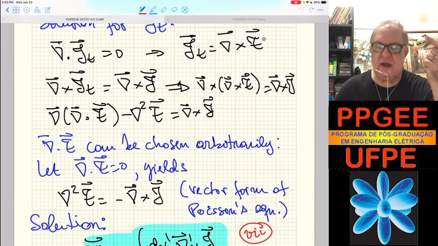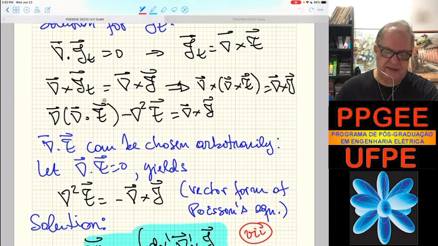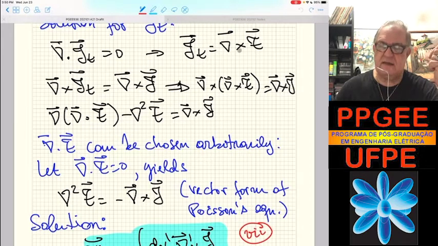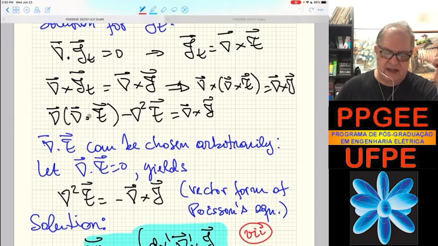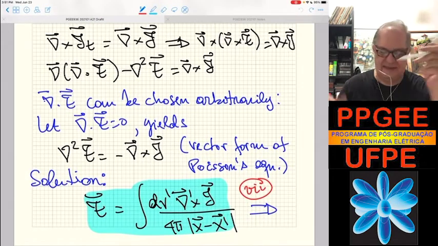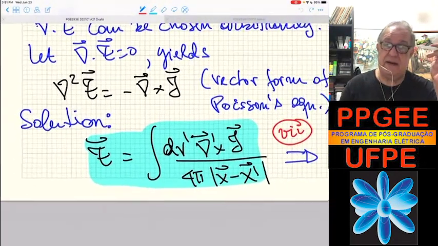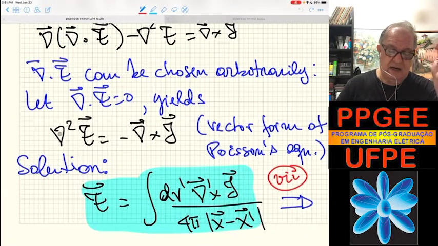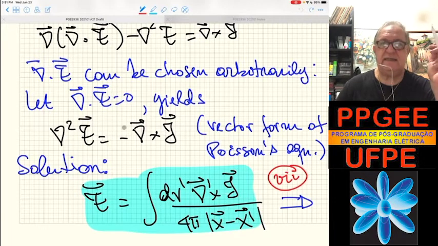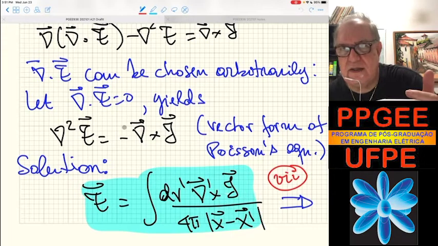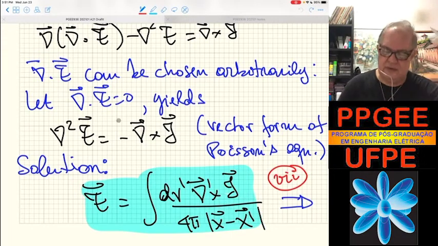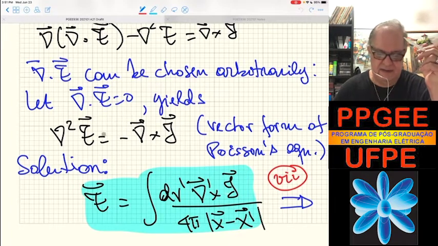The divergence of F can be specified arbitrarily, okay? More specifically, I can choose whatever I want without affecting the curl, right? So I set that to 0. Then I'm going to have a very simple equation that we are familiar with already, right? Curl of this vector equals minus curl of J. This is the vector Poisson's equation that we know the solution to in an unbounded domain.